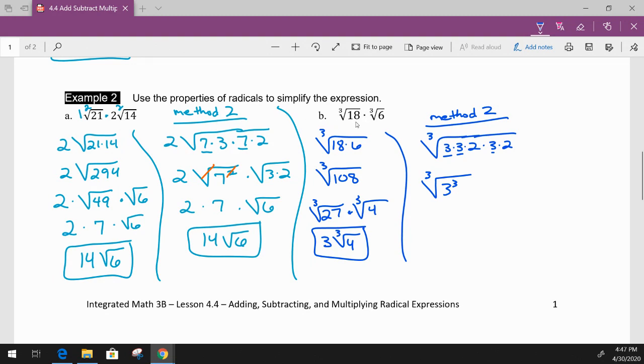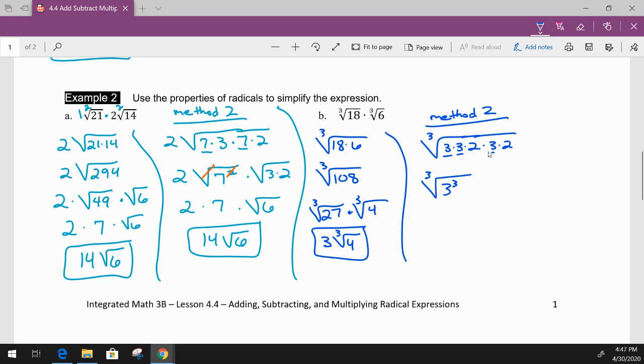So the cubed root of 18 times the cubed root of 6. Because these are both cubed roots, you can multiply the numbers underneath, giving you 18 times 6 or 108, which can then be factored into the cubed root of 27 times the cubed root of 4. The cubed root of 27 then becomes 3, and the cubed root of 4 cannot be simplified.